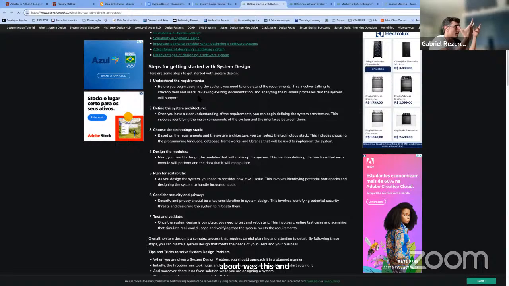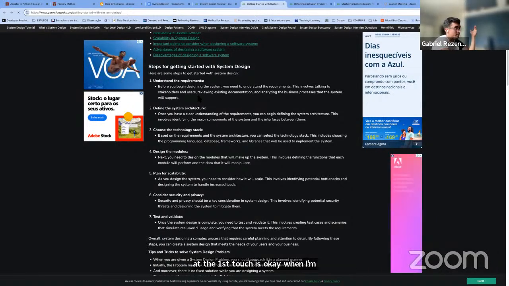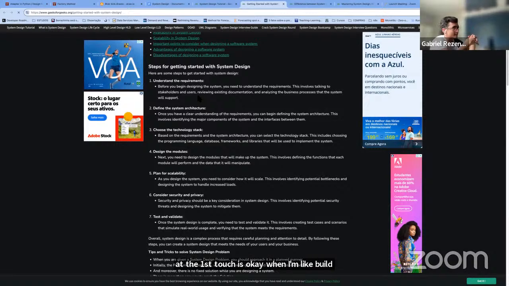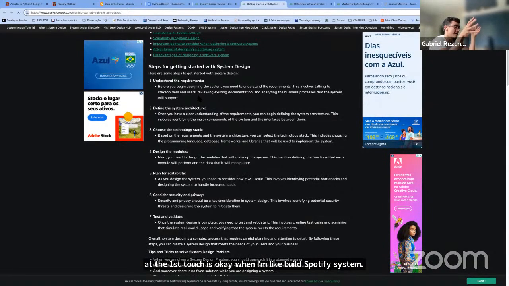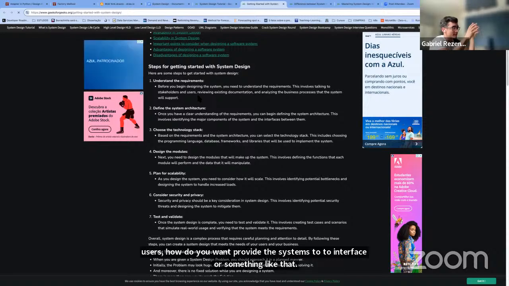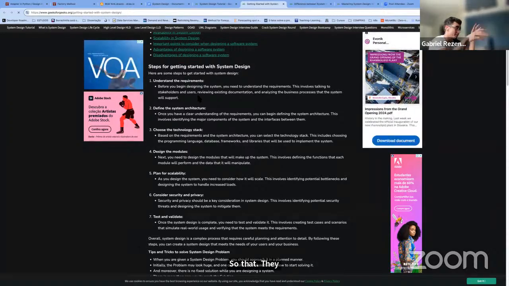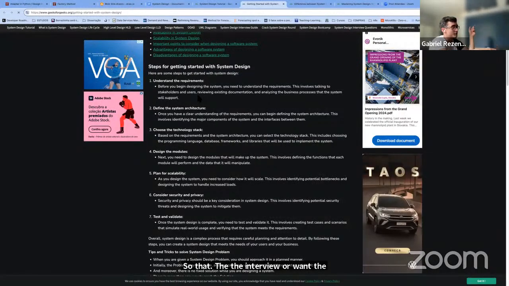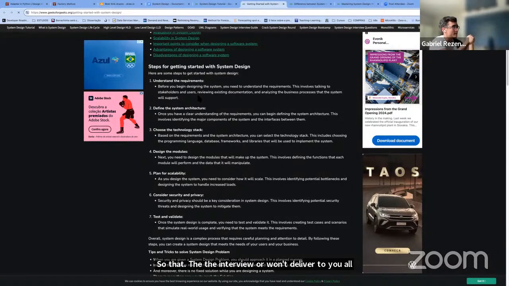Like for example, at the first touch, okay, we wanna build a Spotify system, and how do you deal with this? So the first step is okay, what kind of file do you want to deal with? Which are the users? How do you wanna provide the system, the interface, or something like that? So the interviewer won't deliver to you all the requirements. So you have to ask them and describe the requirements to go to the next step.